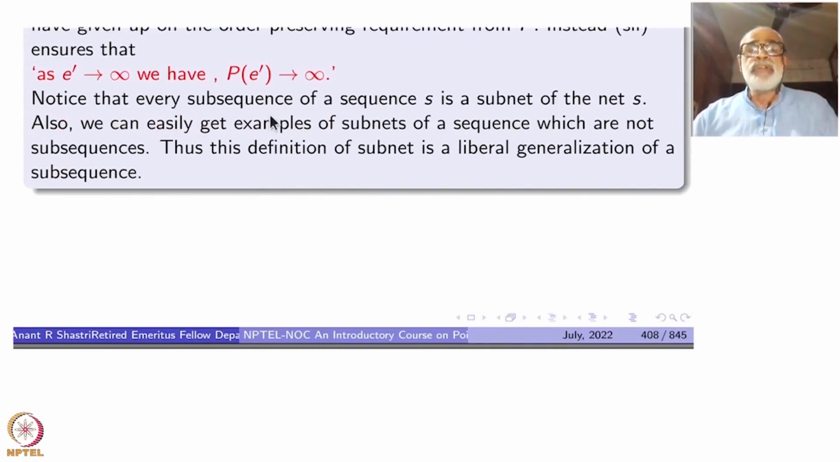Notice that every subsequence of a sequence is a subnet, if S is thought of as a net. Also, we can easily get examples of subnets of a sequence which are not subsequences. Very easy to get. Just obliterate one element so that it's not order preserving. It has no effect on the rest of them. It will be a subnet, but it will not be a subsequence. That's all. Thus, this definition of subnet is a liberal generalization of a subsequence.